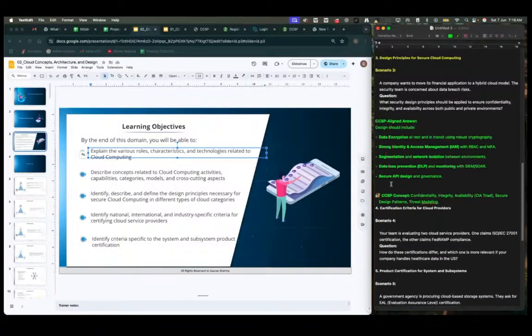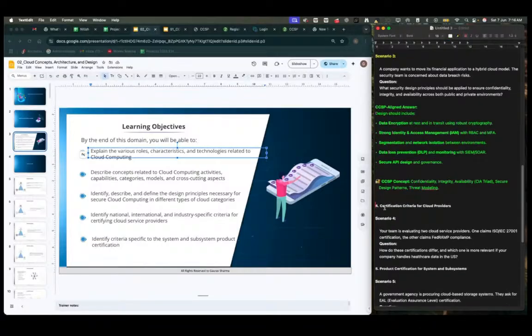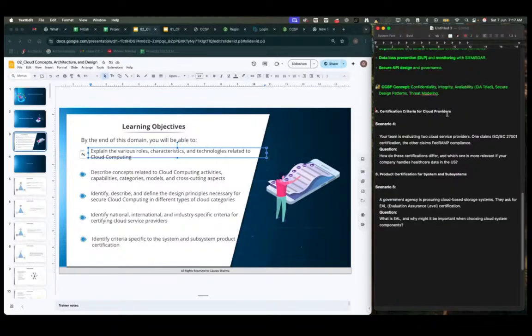Now you will be CCSP certified, right? So your answer should not be that of a general security person. It should be CCSP oriented as well. Next question.